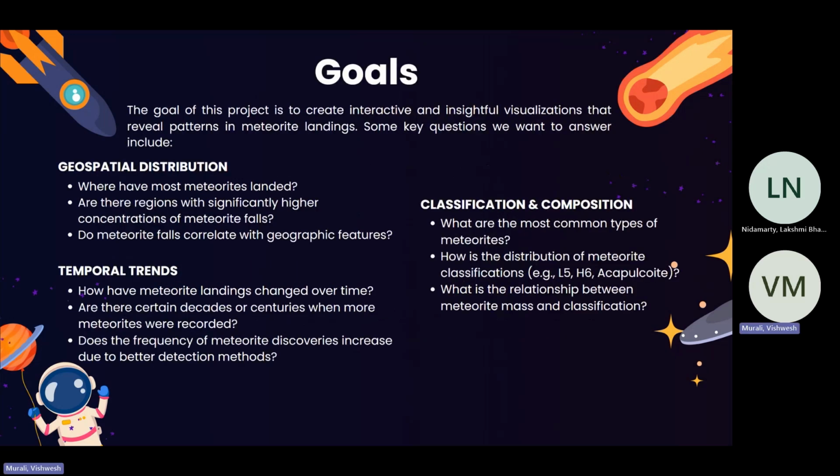So, to fulfill our goals, we asked a few questions. Where are meteorites most often found? How has that changed over time? What types of meteorites are most common? And can we detect geochemical signatures across classes? The answers lay in combining geospatial, temporal, and chemical views.